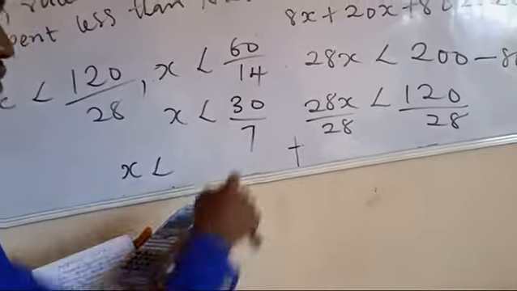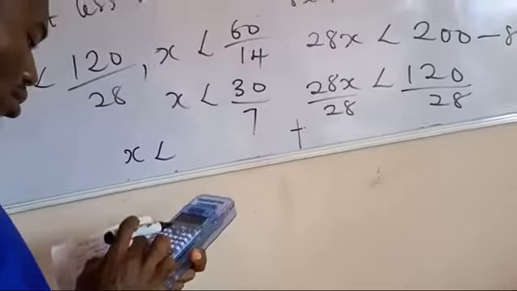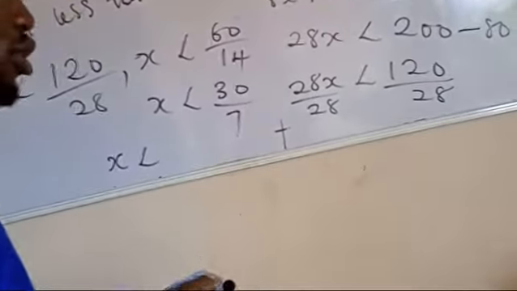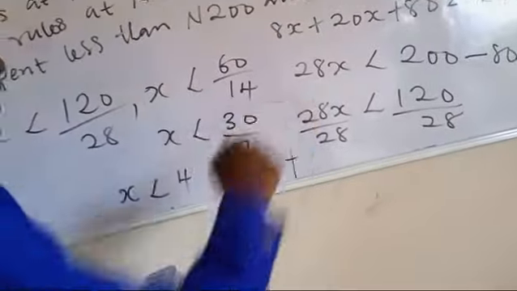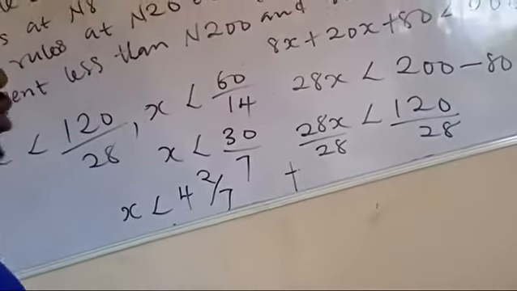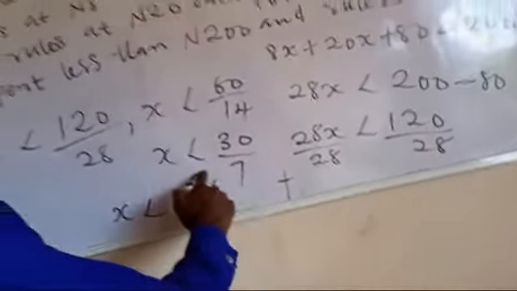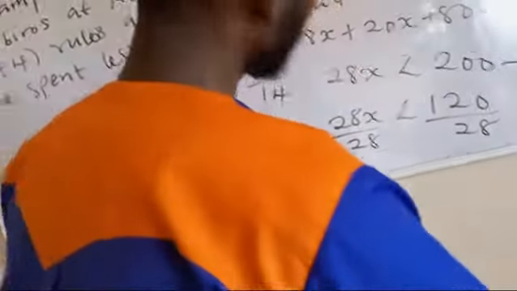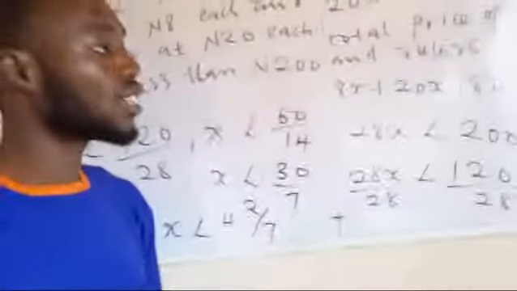What can 7 divide in 30? 7 can divide 28 to give us 4. What is now remaining to make it 30 will be 2. So it is 4 and 2 over 7. If we convert back, 7 times 4 will give us 28, 28 plus 2 will give us 30. So that is all about linear inequality and word problems leading to linear inequality.